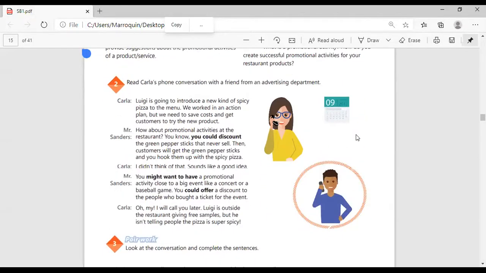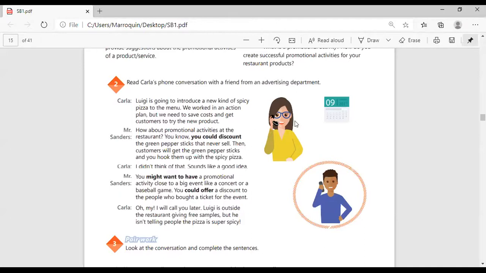Let's go straight to the conversation. How many people are there in the conversation? Three. We have Carla, Mr. Sanders, and... So do we have two or three? Two. Okay. Now, let's talk about the drawings, the images.